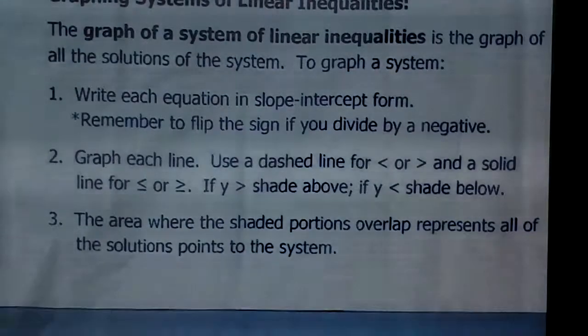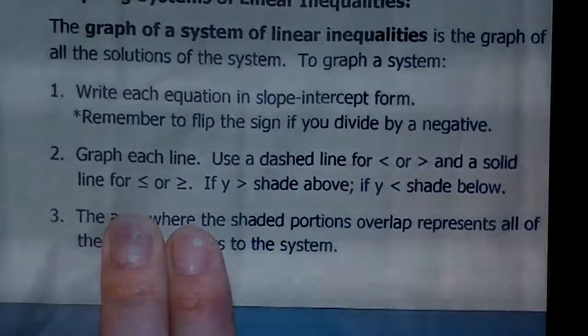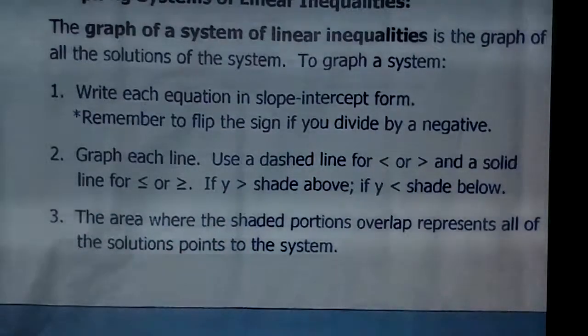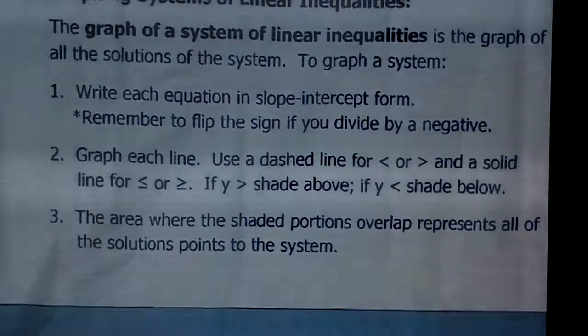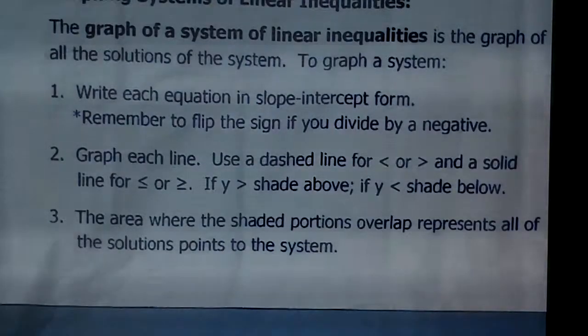Step 2, once you've rearranged it, you're going to graph each line. Remember that if you have a greater than or a less than, it's going to be a dashed line. If you have a greater than or equal to or less than or equal to with that little line underneath, it means it's going to be a solid line. And of course, if y is greater than, it means you're going to shade the points above the y-intercept. And if y is less than, you're going to shade below the y-intercept. So once you've plotted both lines on this graph, you're going to have shading all over the place. The portions where the shaded portions of it overlap, those are the solution points.